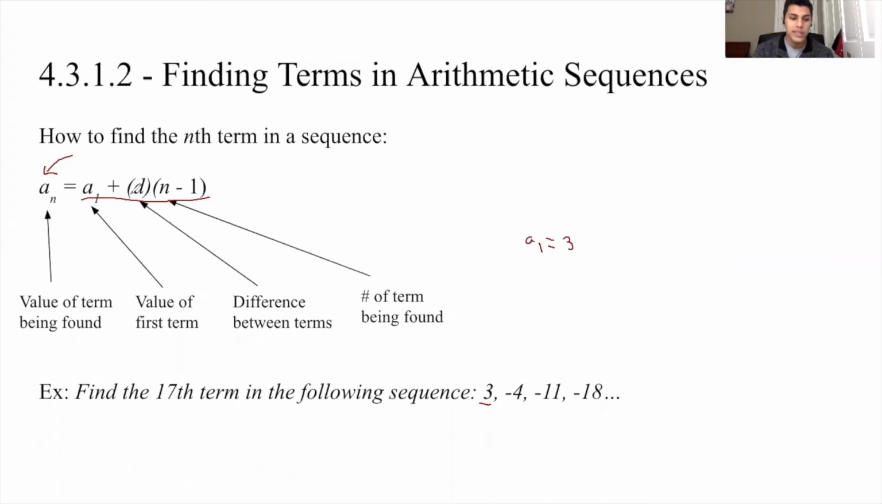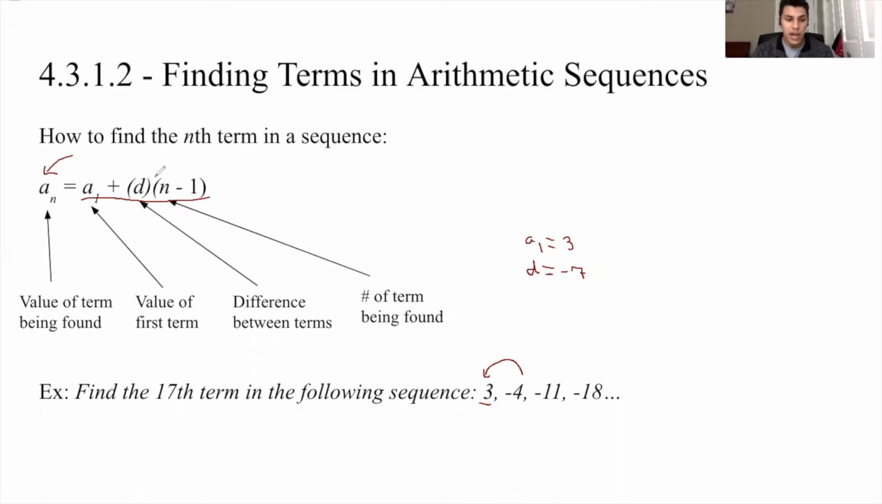All right, then plus d, and d is the difference between terms. So we have to find the difference between each term, and it's going to remain the same in an arithmetic sequence. So let's do -4 minus 3. And if you do -4 minus 3, that ends up being -7. So your difference between each term equals -7. You could also think about it this way, where you go from 3 to -4, so you subtract 7 to get there. And when you go from -4 to -11, you subtract 7 to get there, which is why it's a -7 and not a +7.